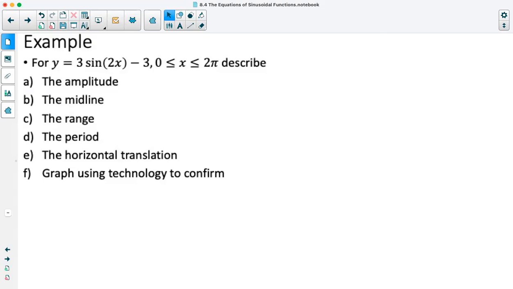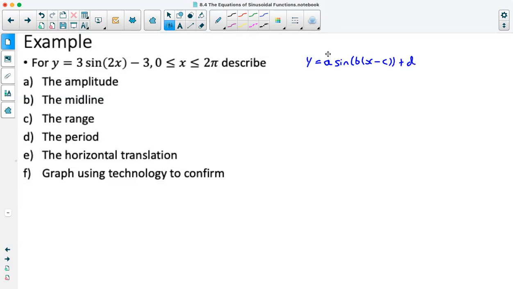All right, so we're going to look at this example for y equals 3 sine of 2x minus 3 from 0 to 2 pi. We want to describe our amplitude, the midline, the range, the period, the horizontal translation, and graph using technology to confirm. So first thing is we're looking at a graph of sine, so that takes a form of y equals a sine of b x minus c plus d.